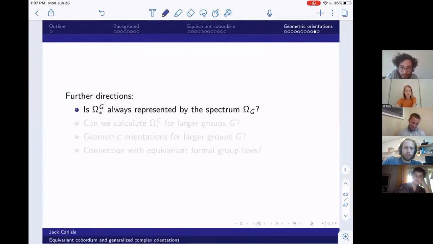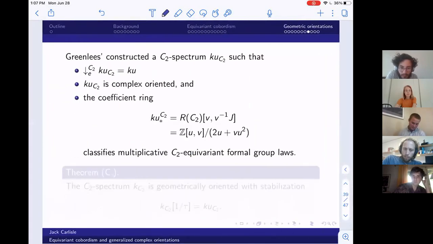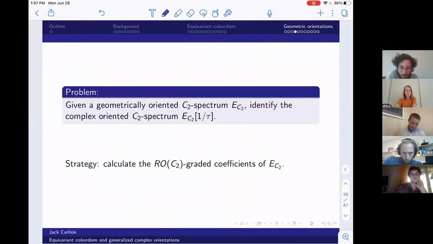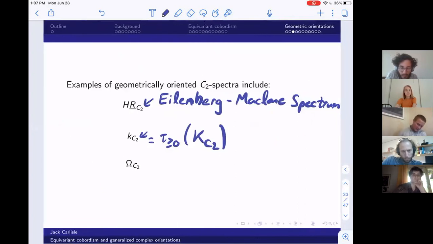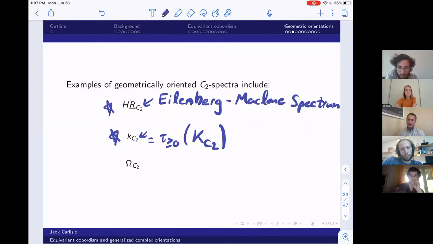And in fact, both, sorry, let me return to an appropriate slide. Here we go. Both of these guys right here are geometrically oriented and not complex oriented. So that also makes them interesting because these are very naturally occurring spectra, which are complex in some sense, but they're not complex oriented. So this offers some resolution to that sort of narrative tension. Okay.